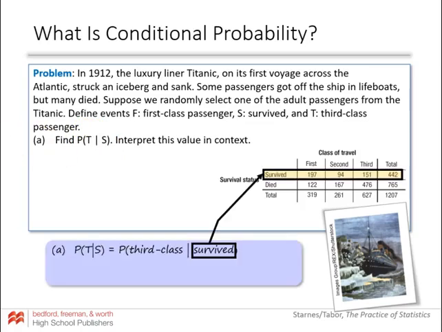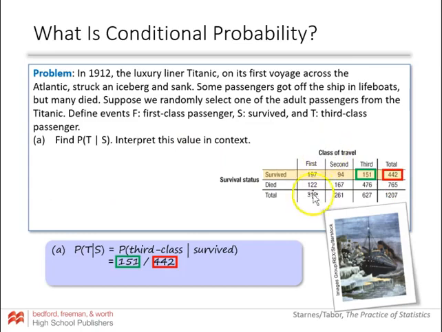That means that we are only looking at people that survived, so we're only looking at this row. Out of the people that survived, what's the probability that a person was a third class passenger? That is going to be 151 out of 442. When we have conditional probabilities in a two-way table, we're looking at just the row or just the column that comes second. That's that given part. We're no longer looking at the big total.